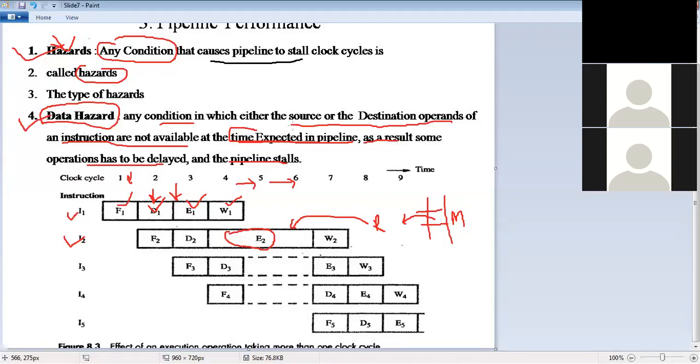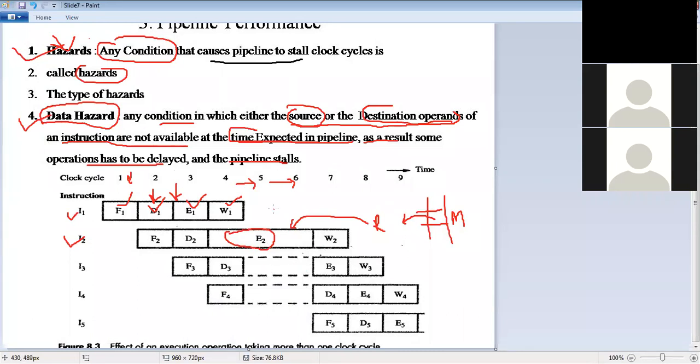Because the data is not available in a source operand or the destination operand. Data is not available in the register. It is somewhere available in memory. That's why the delay happens, and hence we require the extra clock cycle here. So this is the case of data.